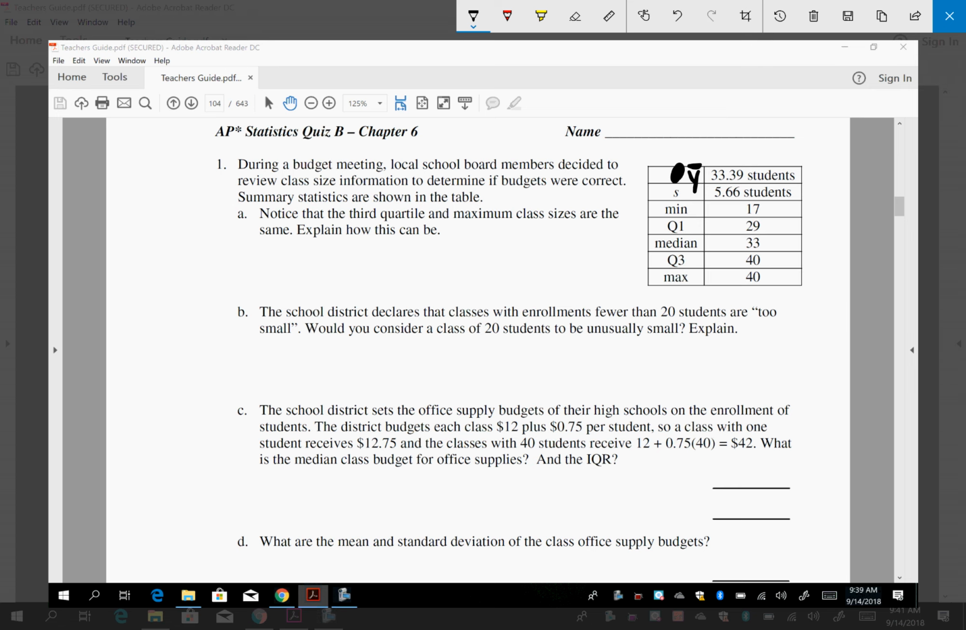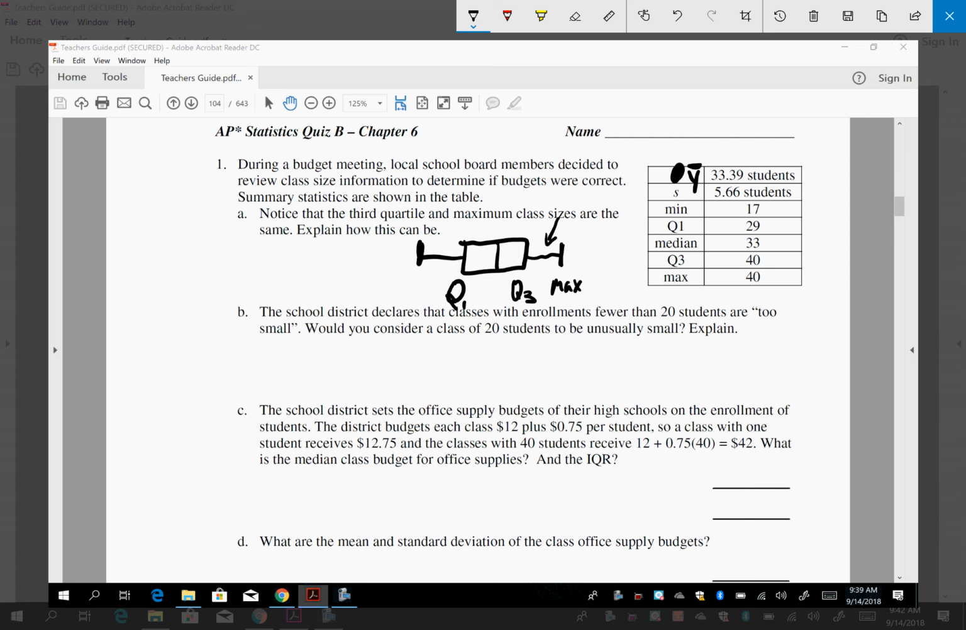Now let's think about this. When we talked about this with box plots, right? If this is quartile 3 and this is the maximum, what percentage of the data is between the third quartile and the maximum? Any ideas? If this is quartile 3 and this is the maximum, what percentage of the data values are between those two? 25% is right, Chris. So that means 25% of these class sizes are what class size? Are 40.